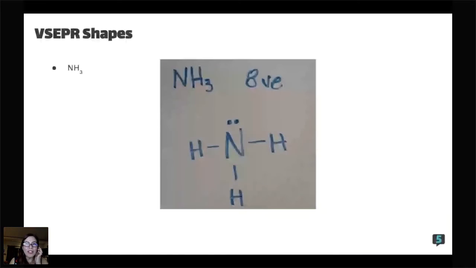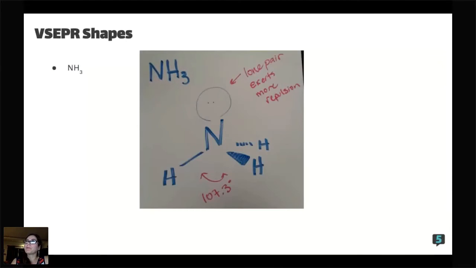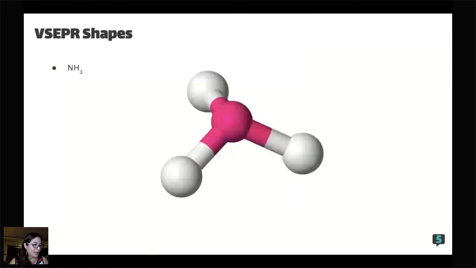Okay, NH3. NH3 has 8 valence electrons. If we do the structure, we have it right here. Now we started having a lone pair. And remember that the lone pairs will do more repulsion to the molecule. So, exactly. Okay, now we are going to have this kind of molecule.